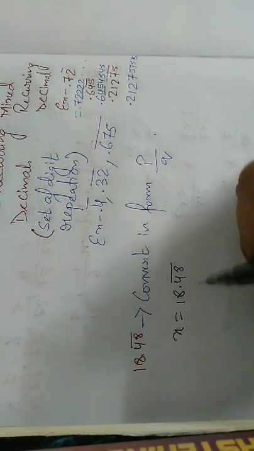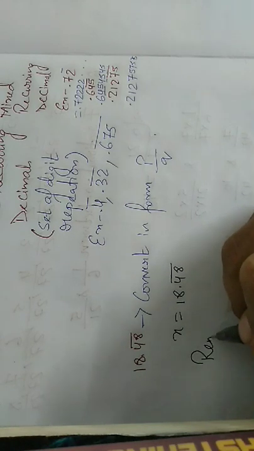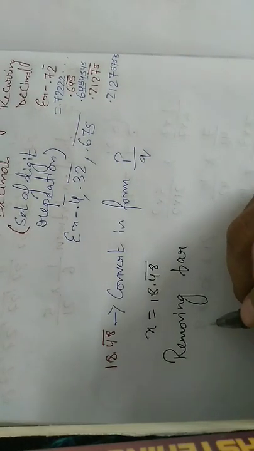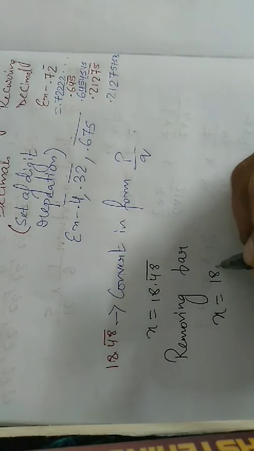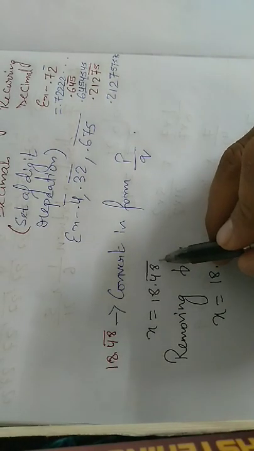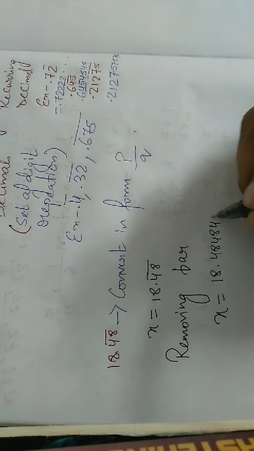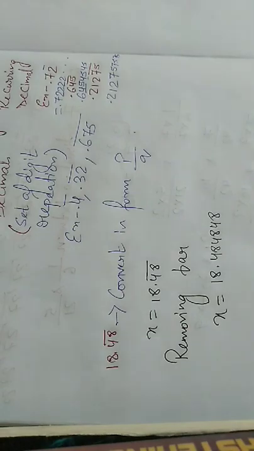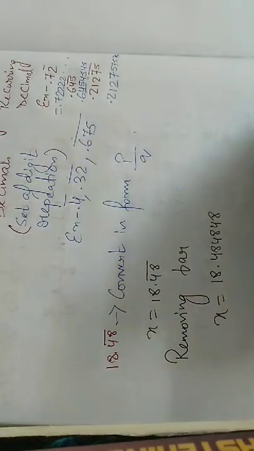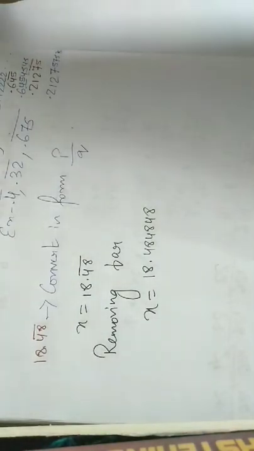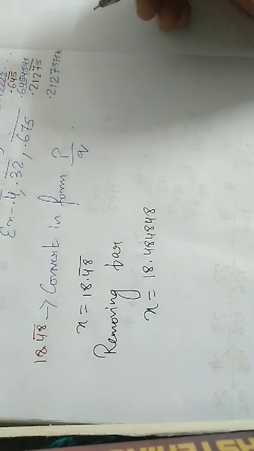Now you need to remove the bar. Now what is the value of x? x is equal to 18 point, and as I told you, you need to repeat this two more times. This 48 was already there, then one time, second time. This is two more times, you have to repeat at minimum. Now you need to put off this decimal. How do you put off the decimal? You need to multiply both sides by 100.